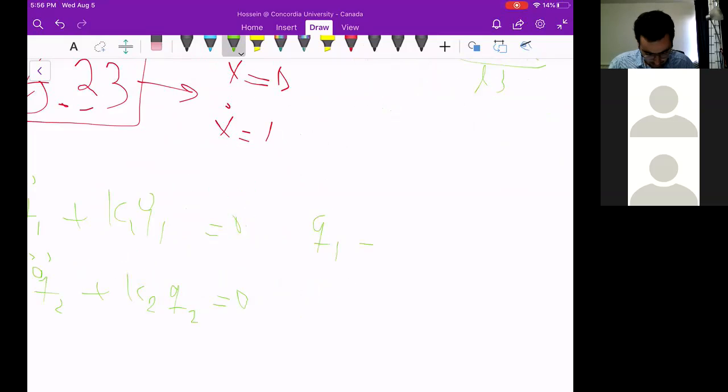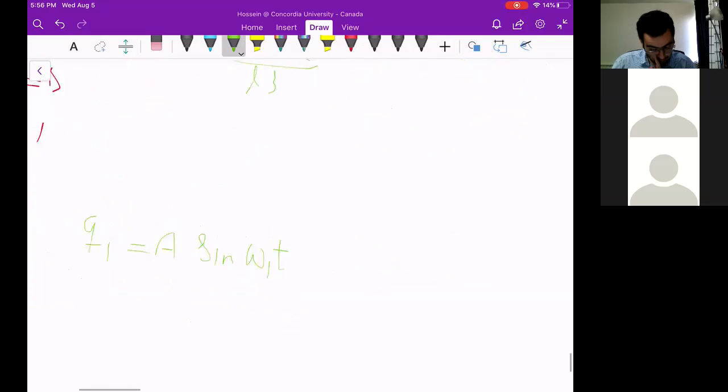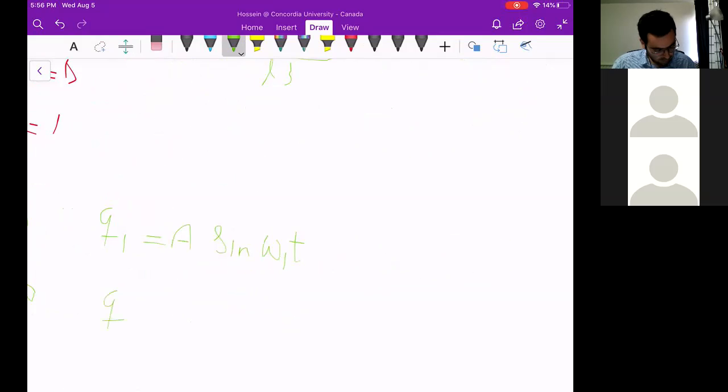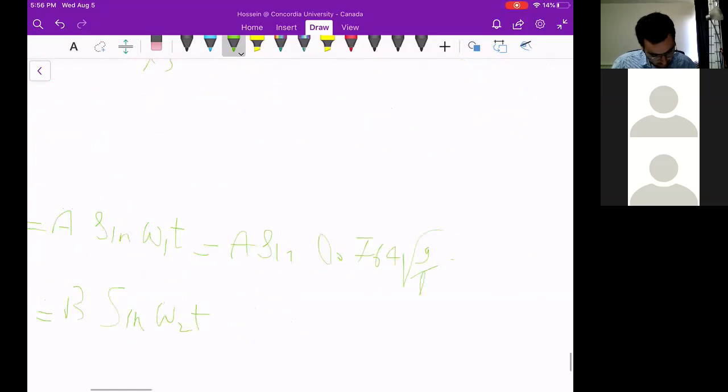Q can be A sine of omega 1 t, the free vibration. The free vibration response is a summation of natural frequencies. Omega 1 is the first natural frequency, 0.764 square root of G over L, B sine of omega 2, 85 G over L.